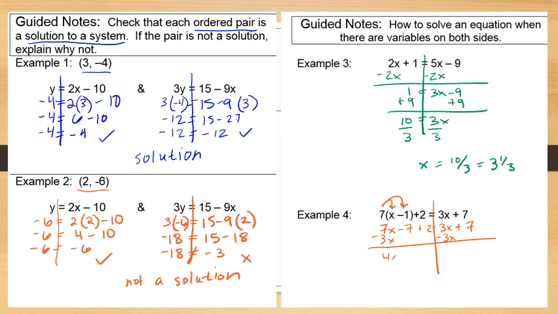That'll give me 4x. I can go ahead and combine the -7 plus 2, which would give me -5, equals 7. I'm going to add 5 to each side. So I have 4x equals 12. Divide by 4, and I have x equals 3.